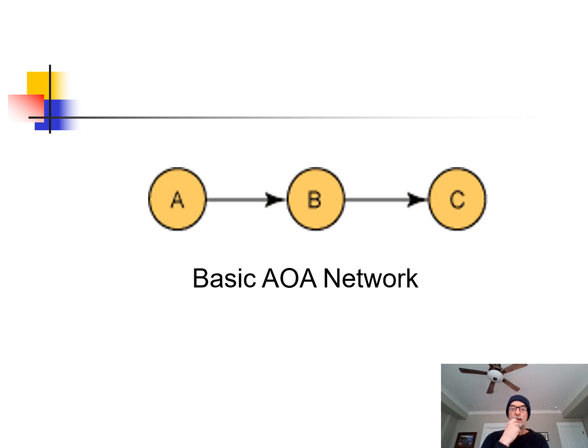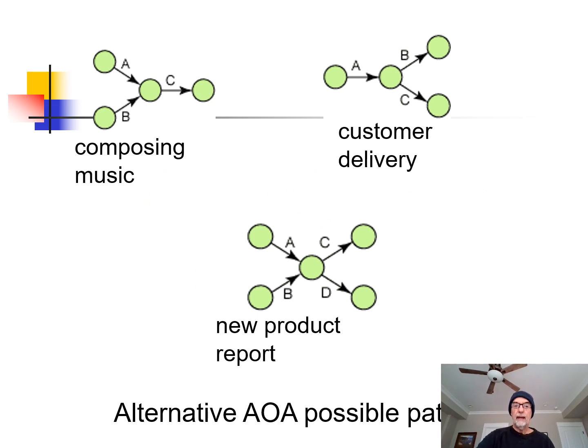So in this case, it's a member of the alphabet. And we have 3 different scenarios there that we can use. The first one is composing music. A and B: A is the lyrics and B is the instrument, so that's going to give you a score of music there. Customer delivery: you have a product A, and then it goes to 2 customers, B and C. And then you have a new product report where you have inputs A and B, and they create two different reports, C and D.